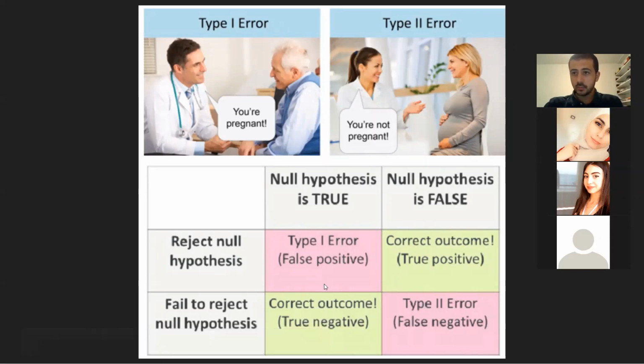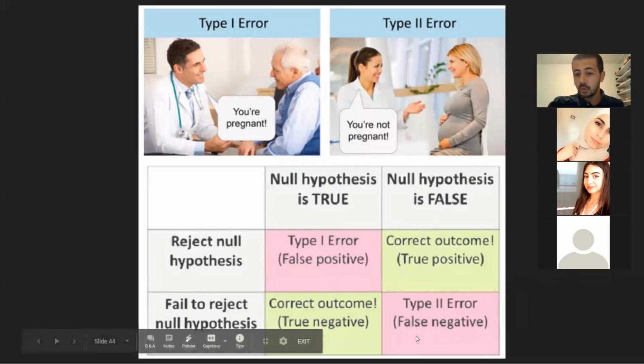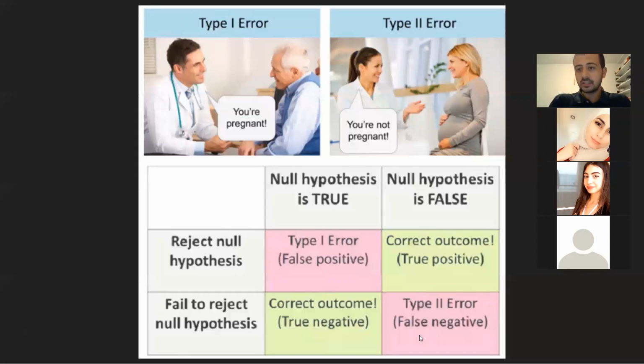False positive, when I think the null hypothesis is rejected, and I accept the alternative hypothesis while that is not correct. And the type 2 error, which is false negative. False negative means that I don't reject the null hypothesis while it is false. And we can spend on this slide the time you want. Do you understand the two types of error?